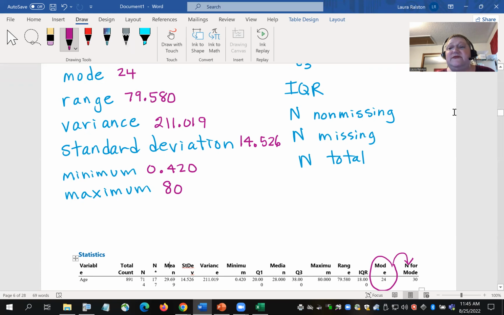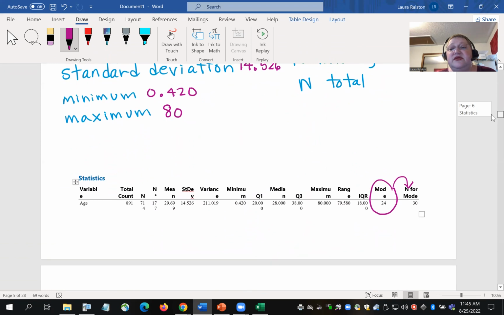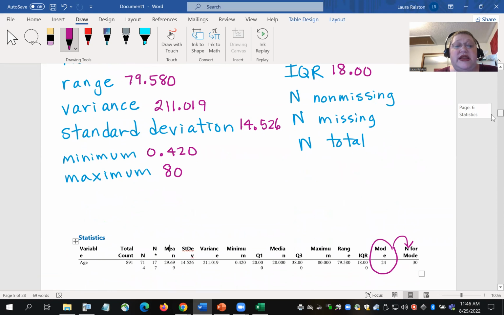Q1 was 20. Q3 is 38. IQR would be 18. We had a total of 891. 714 were given to us. We had 177 missing. Okay, so MINITAB gives you all of those numbers.